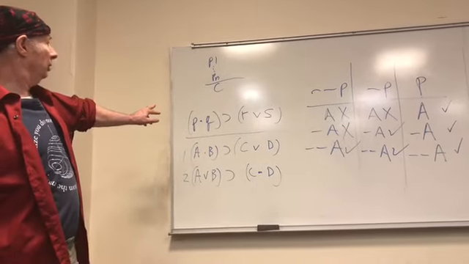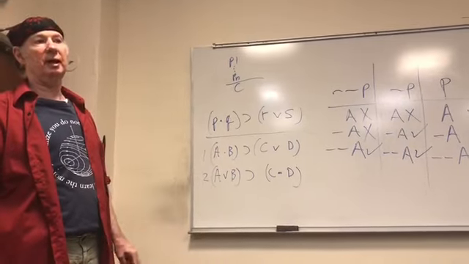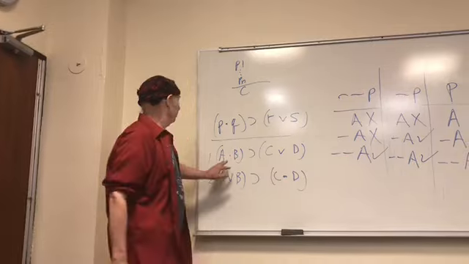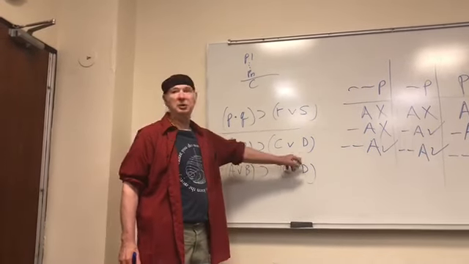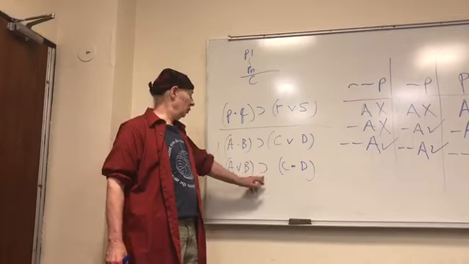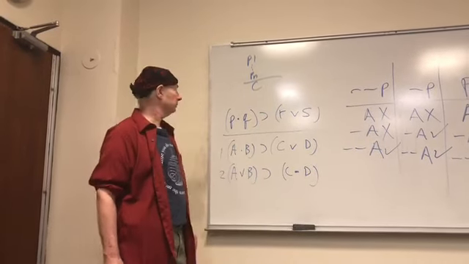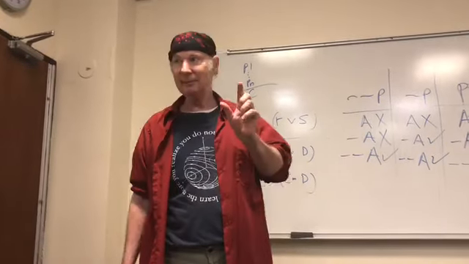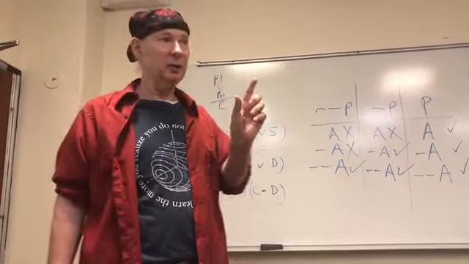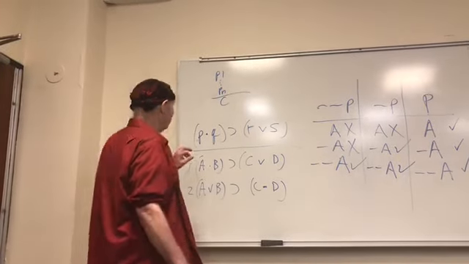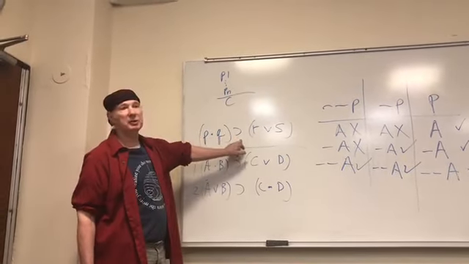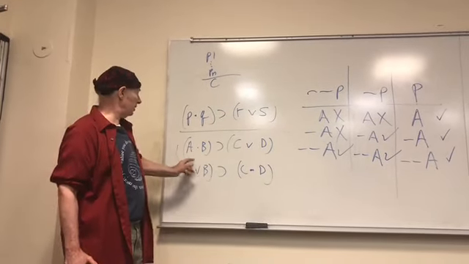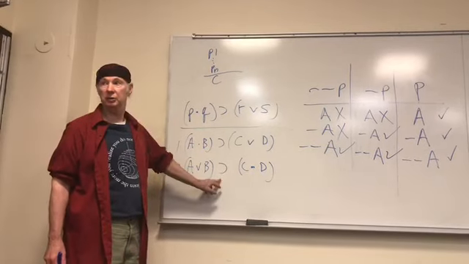P dot Q horseshoe R wedge S. And A dot B horseshoe C wedge D. And A wedge B horseshoe C dot D. Now, if we run the algorithm, let's do that. Truth function of largest scope in the form is the horseshoe. Truth function of largest scope in sentence 1 and sentence 2 is the horseshoe. So far, so good.